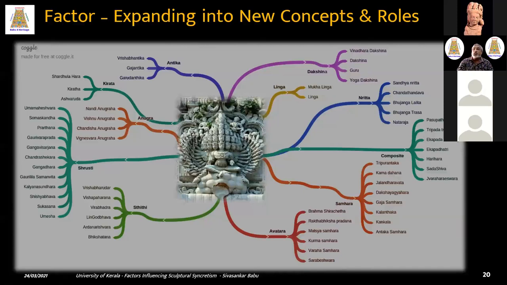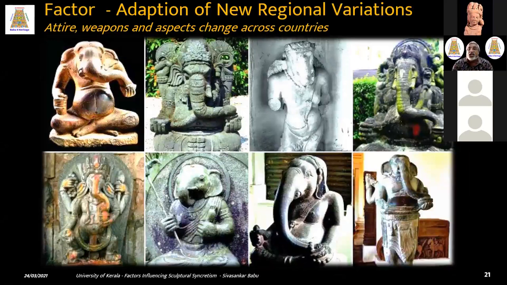The other way is regional variations. Across the regions, your attire, weapons, aspects, everything varies. These are the various structures of Ganapati across Southeast Asia. See the way, very casual, no dress at all, very simple, to a fairly simple one, highly ornamented, and then a dancing Shiva kind of design, and then a Japanese model. And there are so many varieties. It is only an example where we are able to give a very simple peek into that.